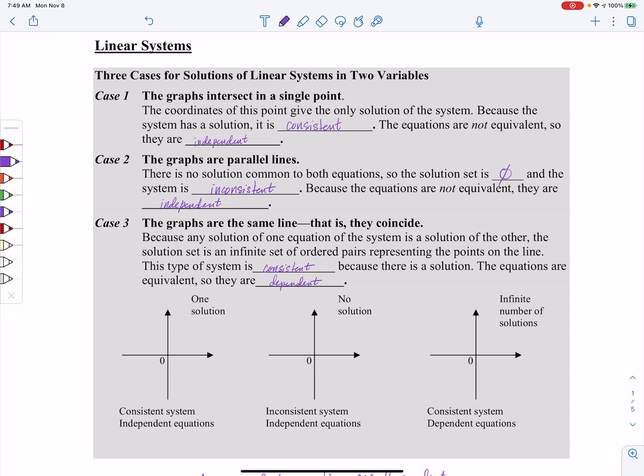Now down below, here's what this might look like. I'll have maybe one line and then another line that intersects that line, and they intersect in exactly one place. This system has a solution, so it's considered consistent. The equations are not the same thing, so they are independent from each other.